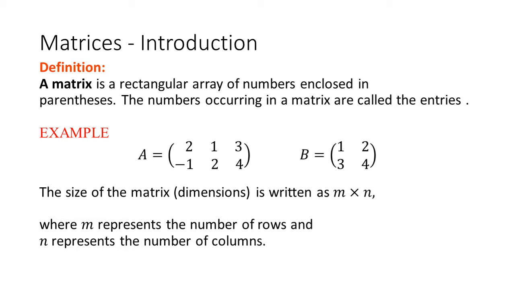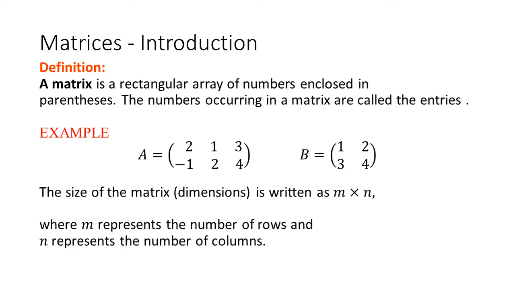Now let us see the second example. B is equal to [1 2; 3 4]. Here also B represents the name of the matrix, and the bracket represents the matrix, and inside the bracket we have numbers. Those numbers represent the entries of the matrix. Here we can count the rows, the horizontal arrangement: two rows are there, and in the vertical arrangement we have two columns.